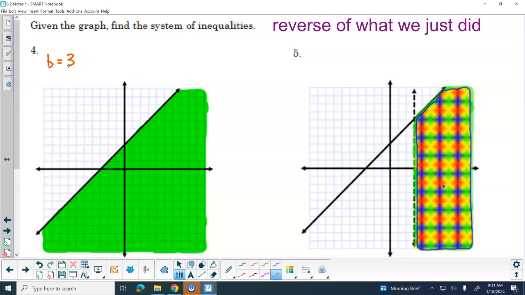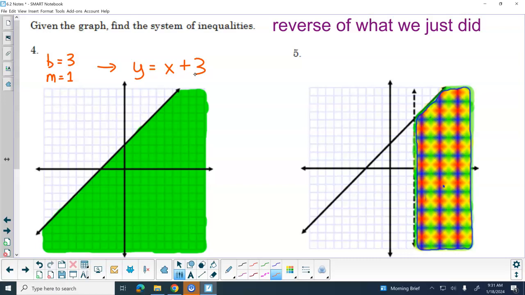Okay? Then I need to figure out the slope of that line. Rise over run is slope. Up 1, right 1, so it's just 1. Okay, love it. So the equation of that line is going to be y equals x plus 3. Agreed? Okay. So that's the equation of the line. We now need to make it become an inequality because we've got shading.